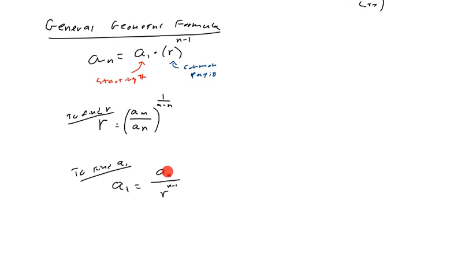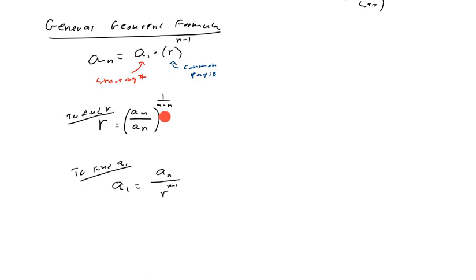Let's say I know the 12th term, a sub 12. I would do the 12th term divided by the common ratio to the power of 12 minus 1. If I had the 5th term, I would do the 5th term divided by the common ratio to the power of 5 minus 1. So whatever number I have, I use that to find the first term. Basically, I'm going backwards that many times. I'm dividing that many times by the common ratio. Instead of multiplying, I'm dividing.